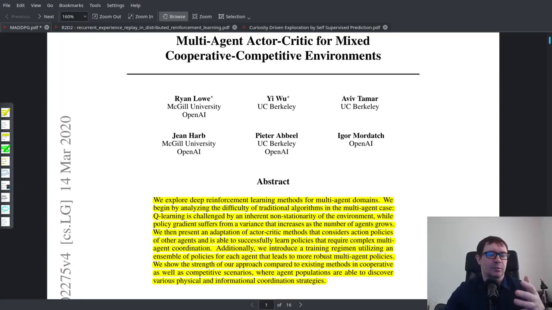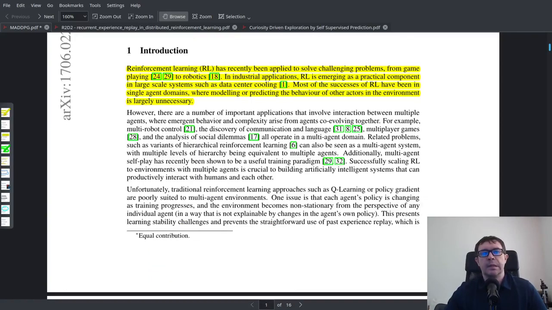The most successful approaches to single-agent reinforcement learning don't really work when applied to the multi-agent case. In the introduction, they give some examples of where multi-agent reinforcement learning could be useful. Fields like robotics, where the control of multiple robots can be important for many applications, as well as the development of language, are all cited as potential applications.